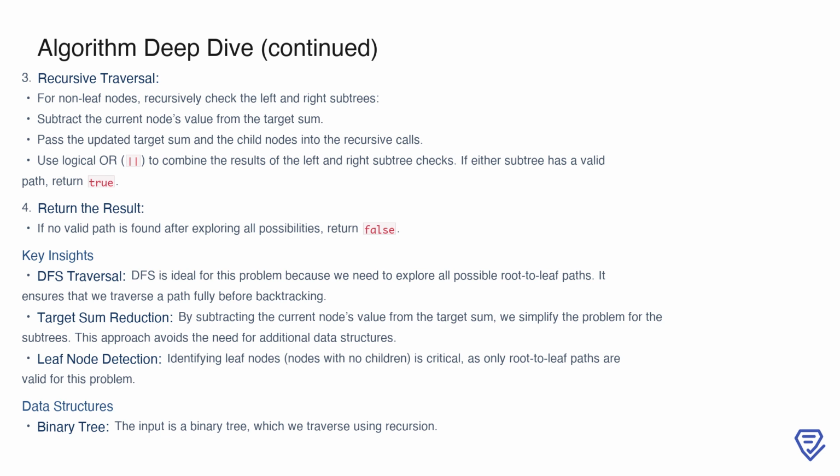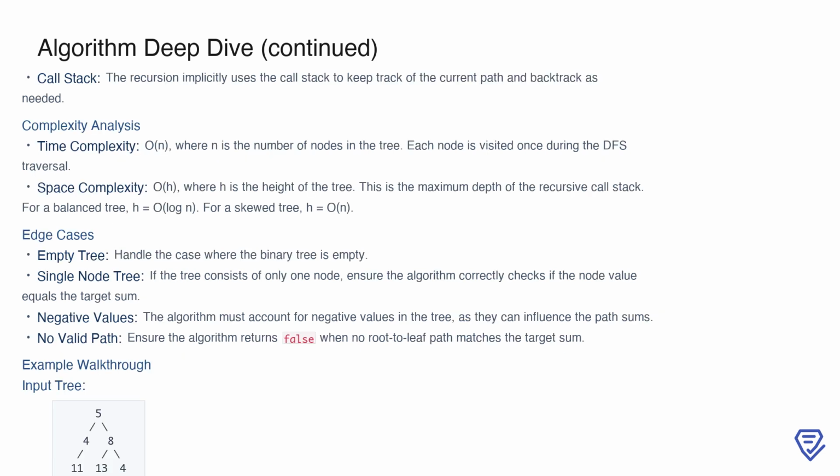Key insights for this approach include the suitability of DFS for exploring all root-to-leaf paths and the simplicity achieved by reducing the target sum at each step. By subtracting the current node's value, we avoid the need for additional data structures to track the path sums. Detecting leaf nodes is another critical aspect since only these nodes can define valid root-to-leaf paths. The binary tree structure itself provides the framework for our traversal, while recursion ensures we can efficiently backtrack as needed. The recursion relies on the call stack to keep track of the current path and to backtrack when necessary.